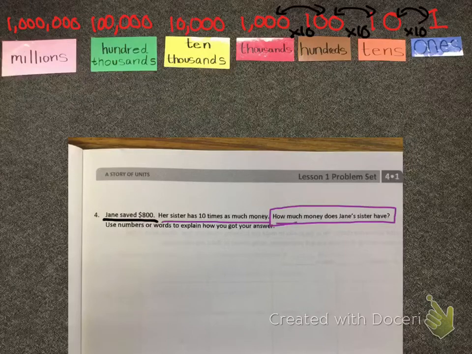So Jane has $800. So what I'm going to do is I'm going to put lines in my place value chart. If it wasn't so crooked, there we go. I'm going to put lines in my place value chart so that I can bundle if I need to. Boom, nice.